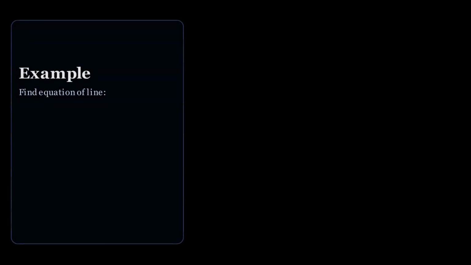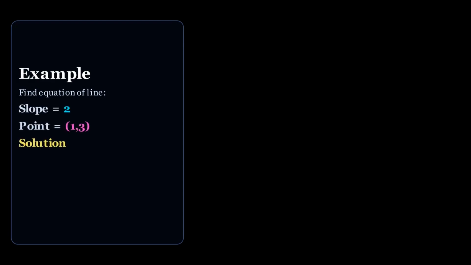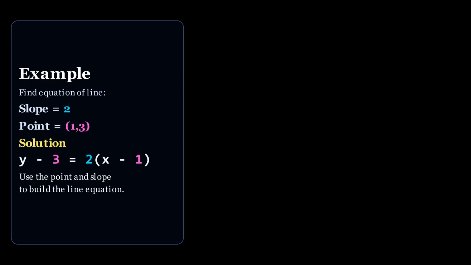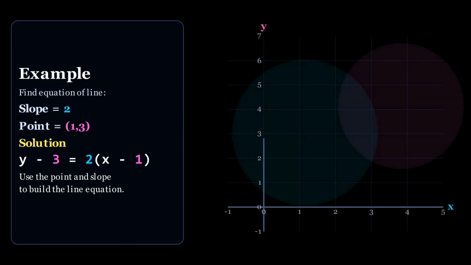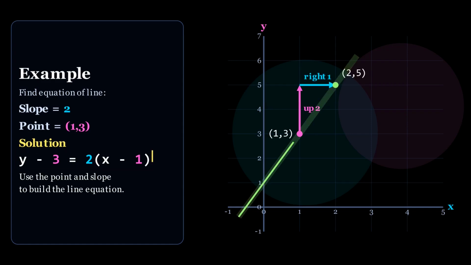Let's see one example. Find the equation of a line. Here, the slope is equal to 2 and the point is (1, 3). So the solution is y - 3 = 2(x - 1).